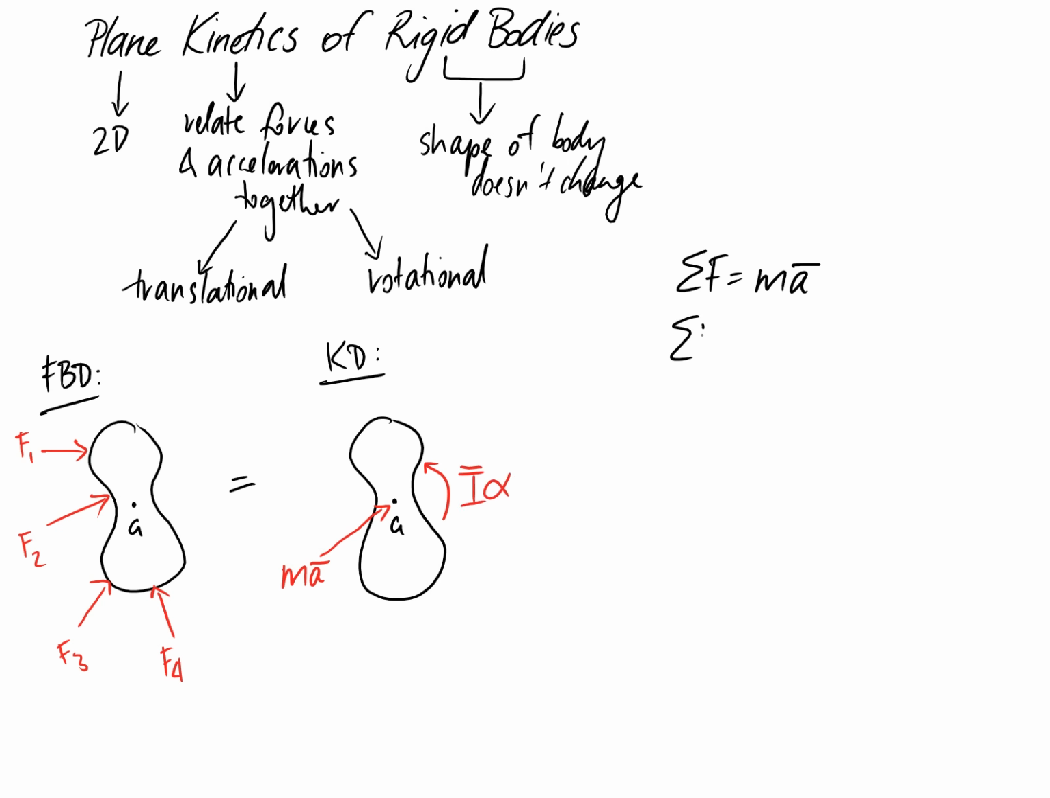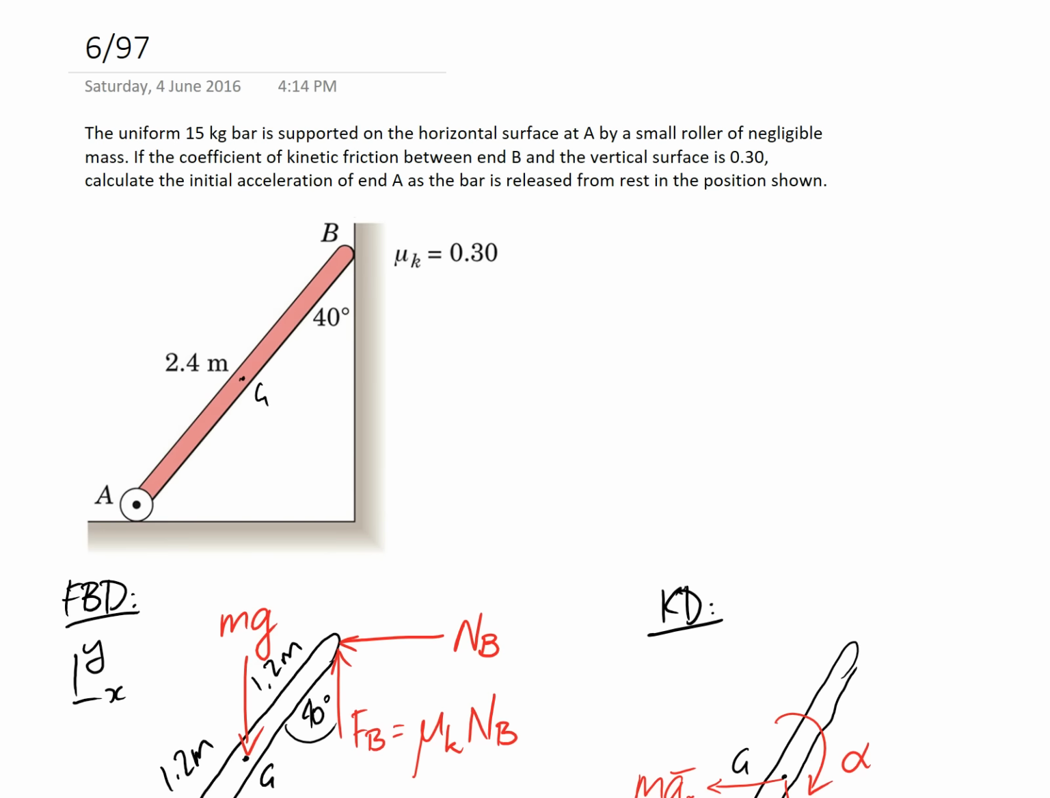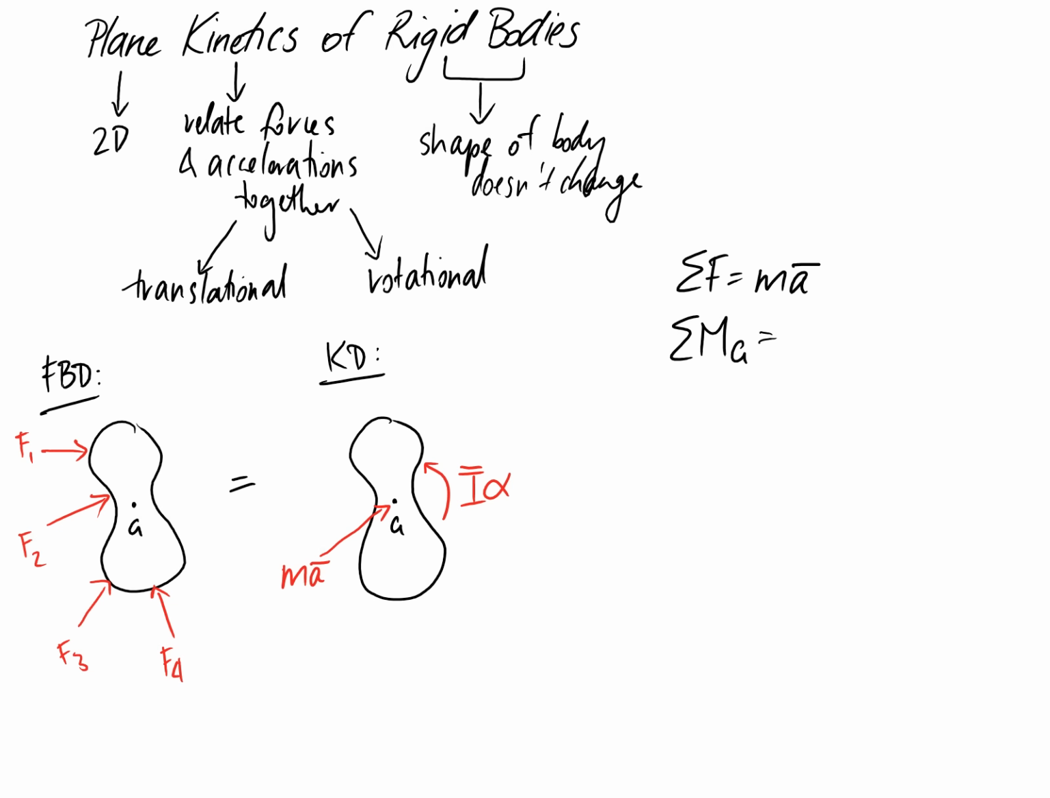If you sum your moments about your center of gravity G on this diagram, remember that your moment is equal to the force multiplied by the perpendicular distance to G in this case. We know that the sum of moments about point G is going to be equivalent to this term here, which is I-bar alpha. So what we end up with is our translational motion being this a-bar term, and our rotational motion being related to this alpha term.